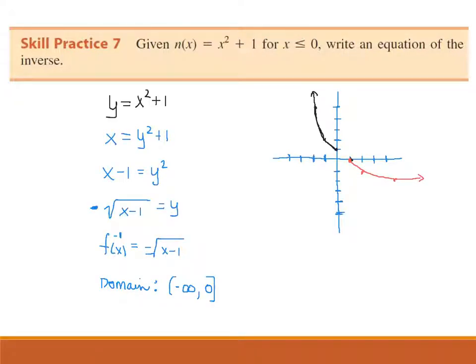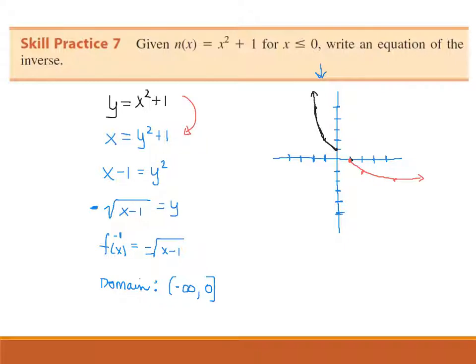So in this case, we notice that the domain for x is less than 0. So we've drawn a picture here, over here, of what the function looks like. So now we interchange both the x and the y, and now x is equal to y squared plus 1. And now x minus 1 is equal to y squared.